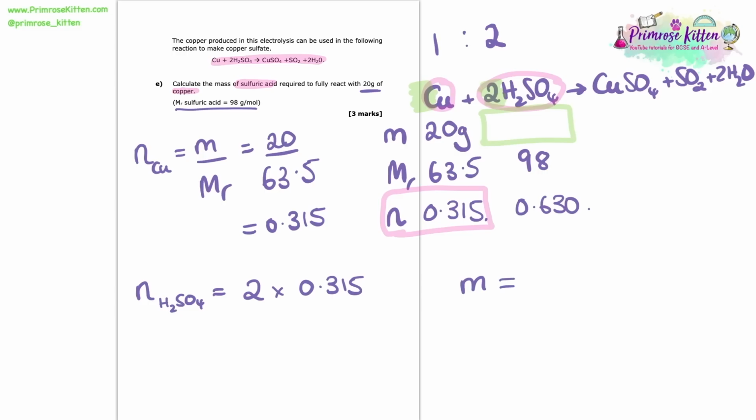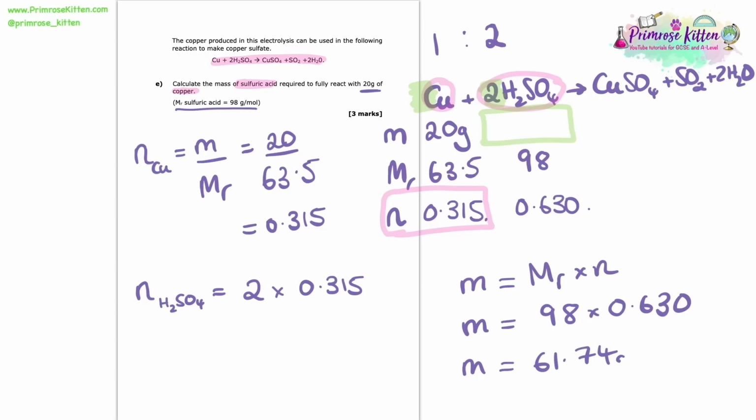That means we can go back to our equation. And we're going to use it in this rearranged form that mass is Mr times moles. So 98 times 0.630 ends up giving us the mass of sulfuric acid of 61.74 grams. And that is the solution. And I would really recommend this idea of using this little table to organise the information in any of these reacting masses questions, because it's a great way to organise your information so you feel a little less confused.